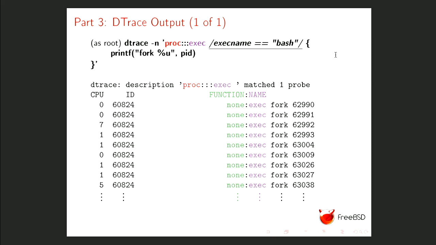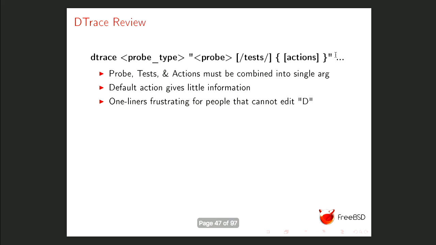If the executable name is bash, print the PID that was forked. Now this arguably isn't very useful, because what am I going to do with a CPU, an ID, a function name, and the word fork and a PID? We're going to watch, take this and make it much nicer.